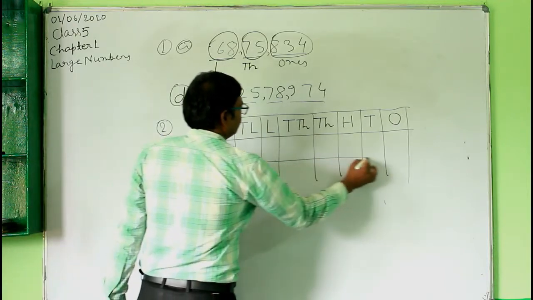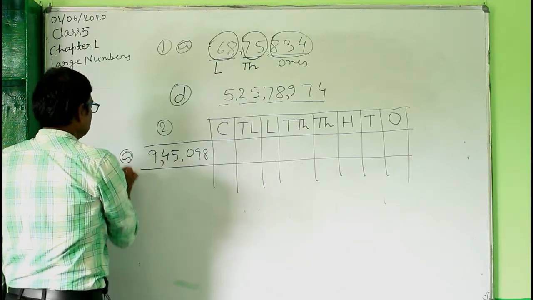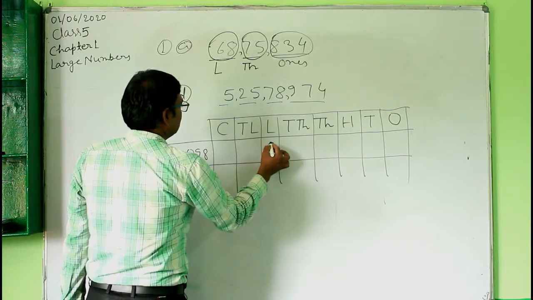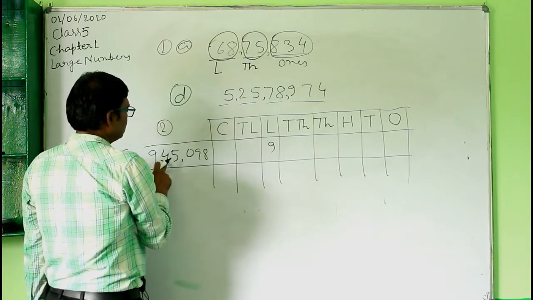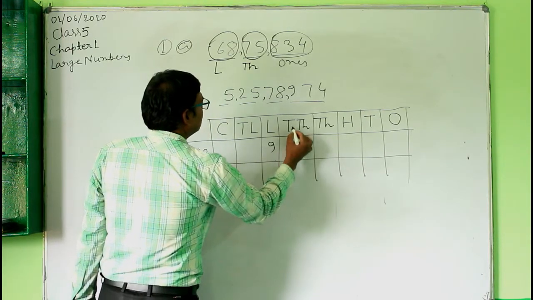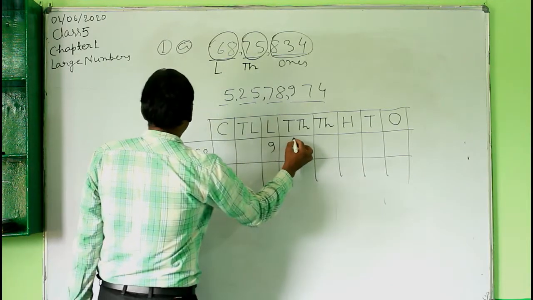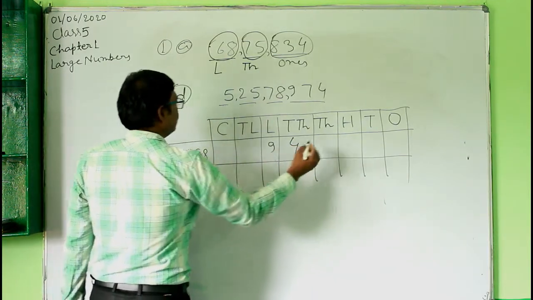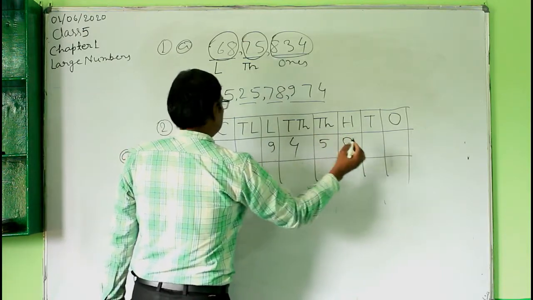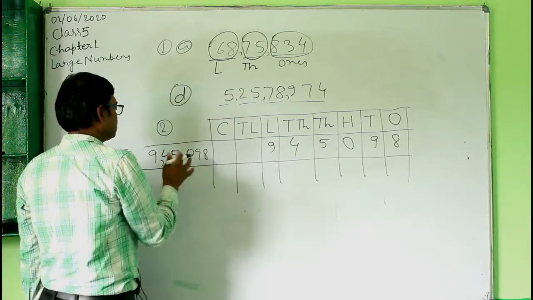Next, I will take two numbers. This is question number A in this case, and in this 9 lakh. So it will be 9 lakh, 45,000 here. So 4 is at the 10,000 place. So it will be here. Separate this into terms here in this case. Here it will be 4, 5 in the thousands place, and then you have this 0, and then 9 and 8. So this is the place value chart for this number.